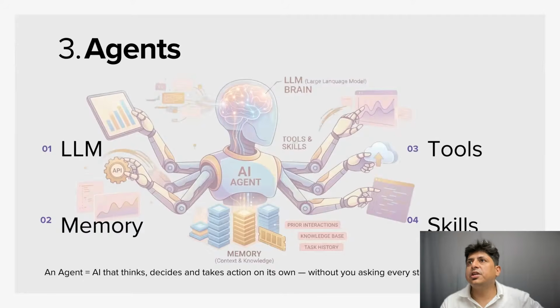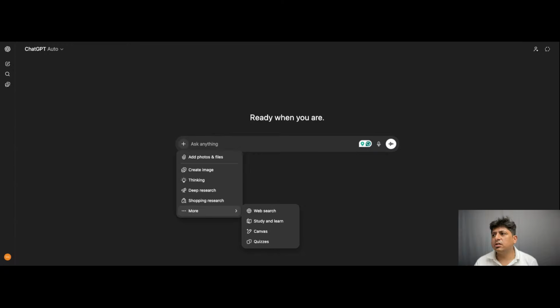We saw, okay, let me share ChatGPT again. A lot of people are saying it's an LLM. Let's see. Okay, add photo or a file, thinking, deep research, shopping research, web search, study and learn, canvas, quiz. It has a lot of tools. Now, is it an agent or is it an LLM now? Again, black screen.